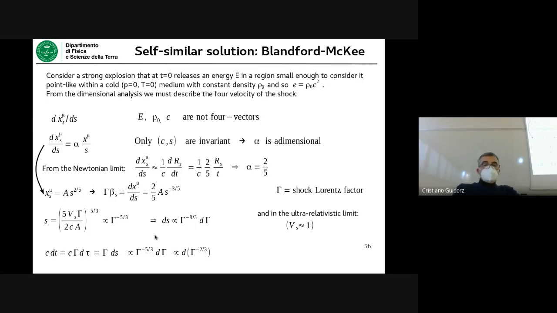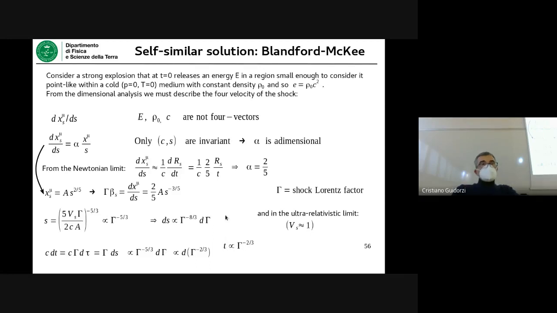But you see, gamma to the minus 5 over 3 d gamma is equivalent to the differential of gamma to the minus 2/3. Proportionality, of course, I don't care about the numerical coefficients. You derive this, and you get this here. What does this mean? If you compare the time interval in the lab frame and the corresponding change in the Lorentz factor of the shock, the two are proportional. You integrate the two, and you end up with a proportionality between them.